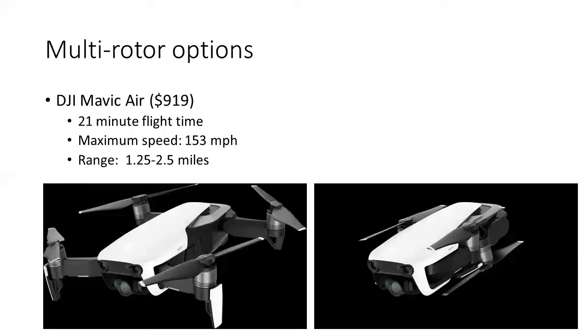And then we've got a smaller option by DJI. It's called the Mavic Air. You can see it's $919, so it's about half the price of the Phantom 4 Pro that I showed previously. It has a 21-minute flight time. It's got high speed, and it's got a pretty good range. A little bit smaller than the Phantom 4 Pro, but it's not bad.